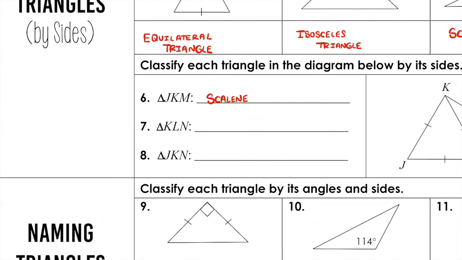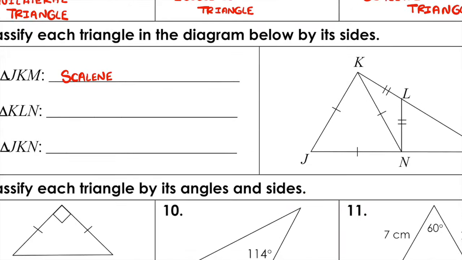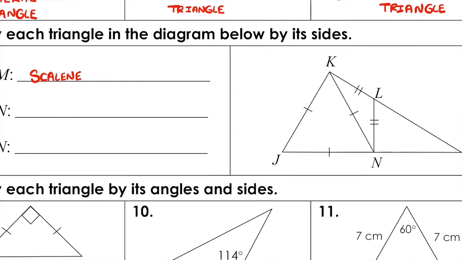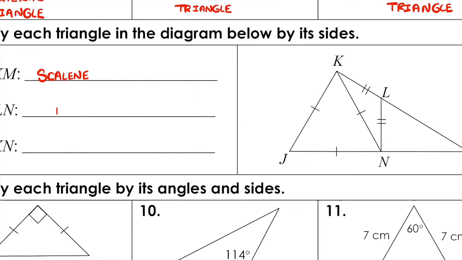What about KLN? So we got KLN. How many congruent sides? Two. So what kind of triangle? Isosceles.